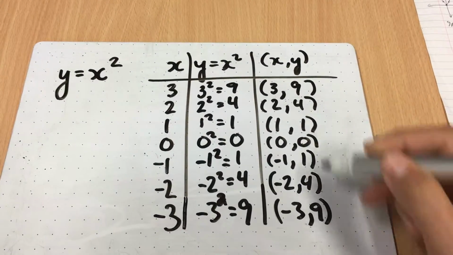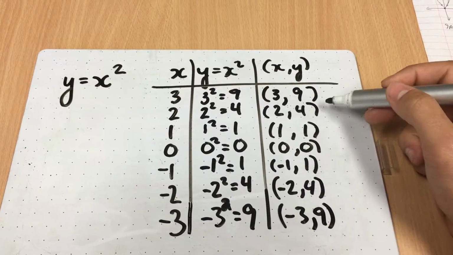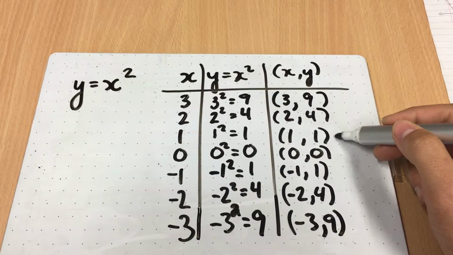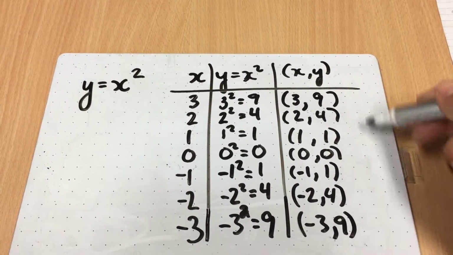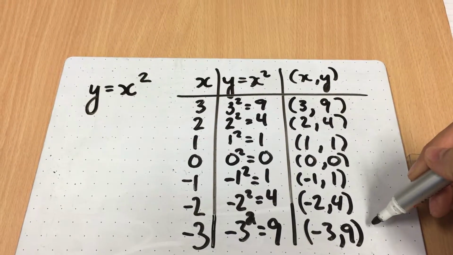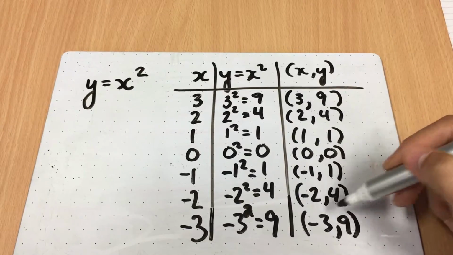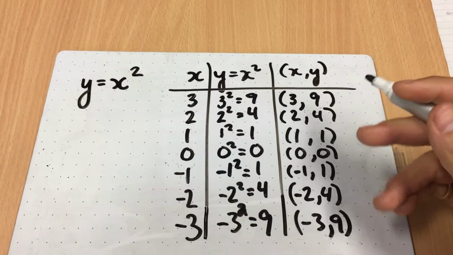Okay, so we have our coordinates here. Do you see anything similar? Oh, well, yeah, we can notice that these y values are the same, these y values are the same, these y values are the same. The only thing that changes with the x value is that it's a negative. Well, let's see how it looks on the graph.